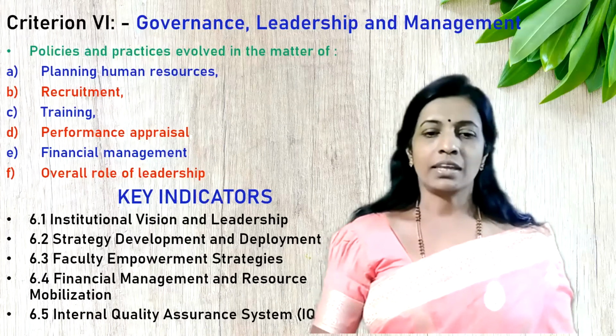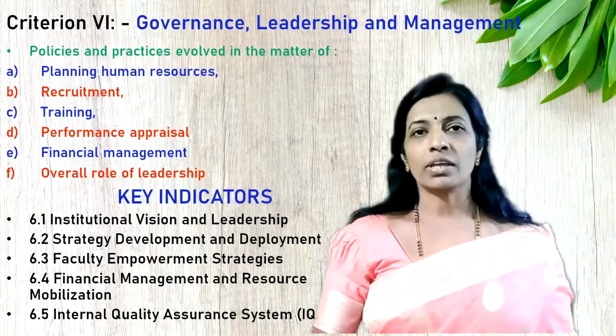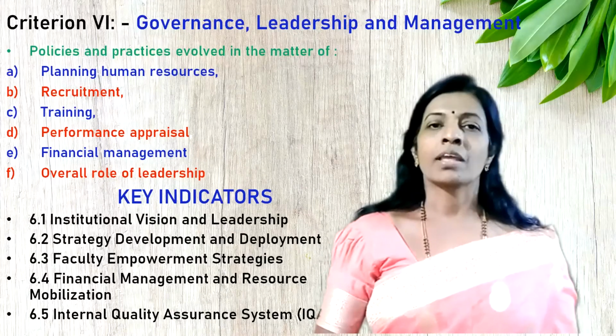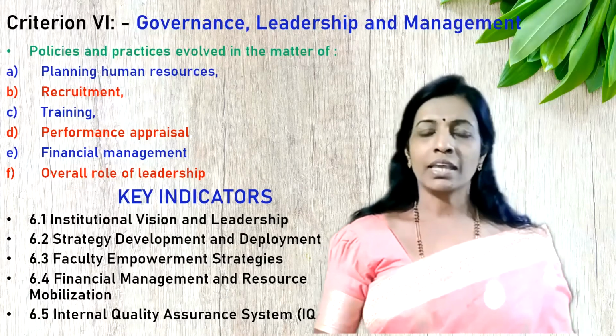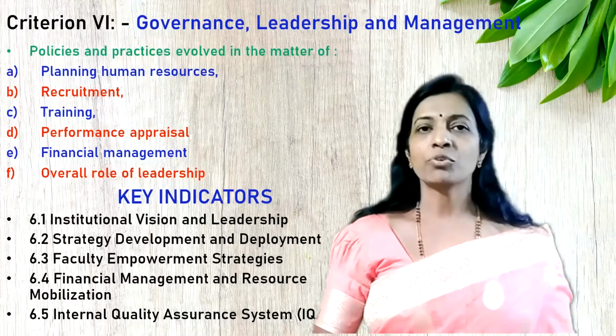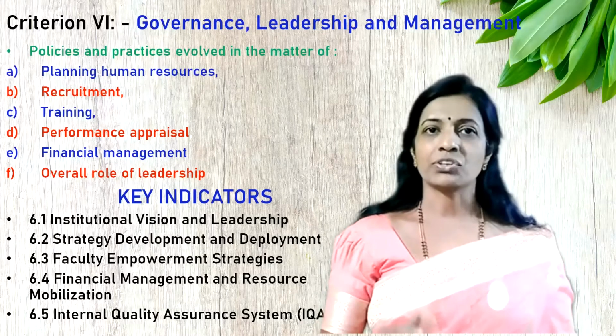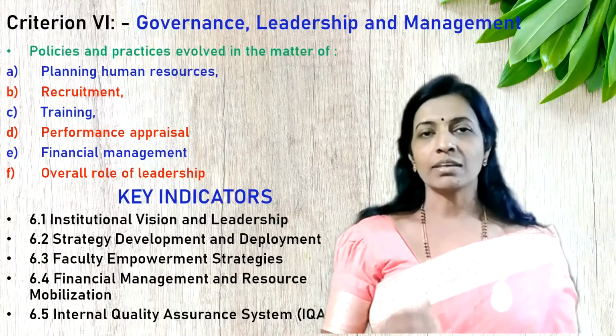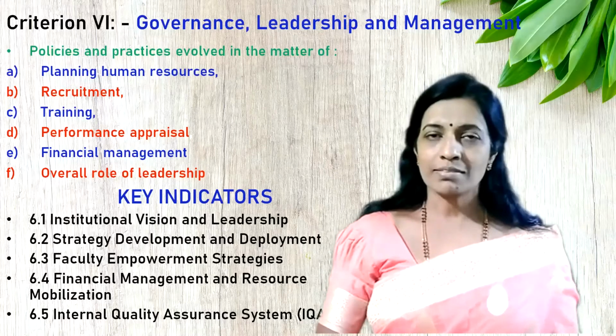The last key indicator is the internal quality assurance system. For this key indicator, it is necessary that every higher education institution should have an actively functioning IQAC, that is, an internal quality assessment cell.